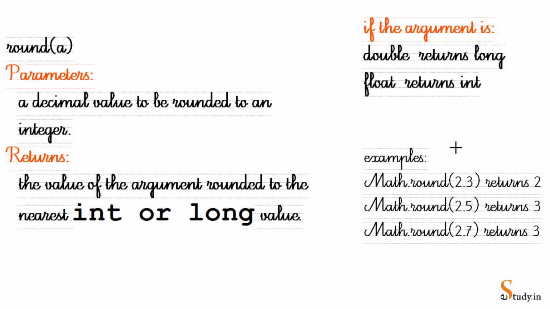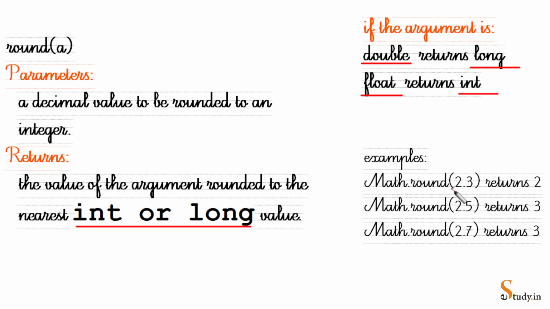Okay, so if you pass a double argument, then the return type is long, but if you pass a float argument, then the return type is int. So that is why the value of the argument is rounded to the nearest integer or long value. So in the round function, if you pass a double argument, then the return type is long. If you pass a float argument, then the return type is int. So here, since we have not put an f on this argument, it is understood to be double. By default, Java takes it as double.